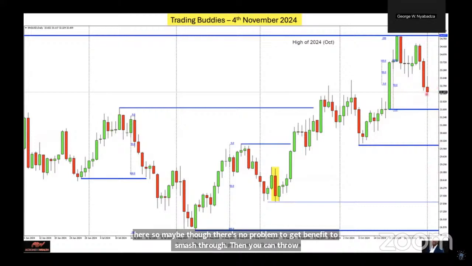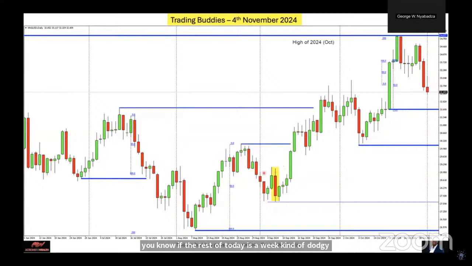Would I buy? No, of course not, until I get a decent enough bull structure at some point. If the rest of today is a weak kind of dodgy candle, and then tomorrow we get a decent enough low test candle, if you get something like this kind of structure, then that's worthwhile, you know, Tuesday, Wednesday, whatever, Thursday to buy if that takes place.